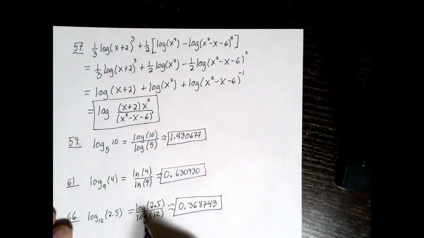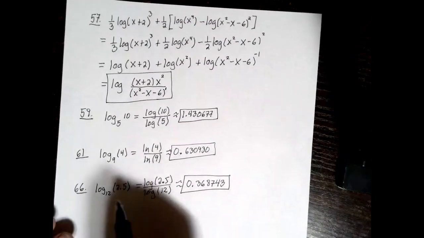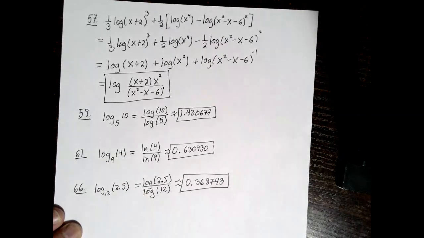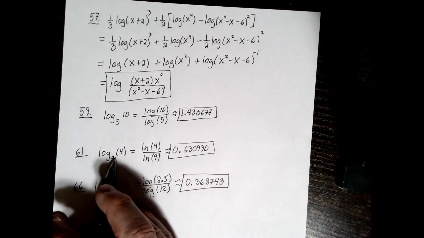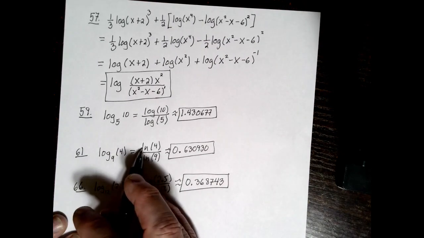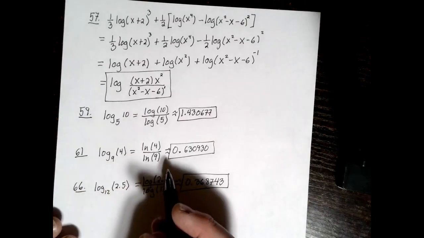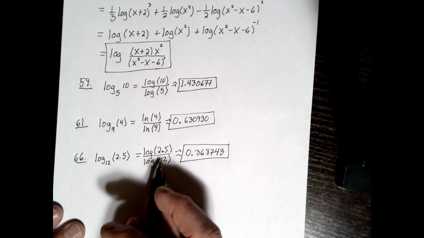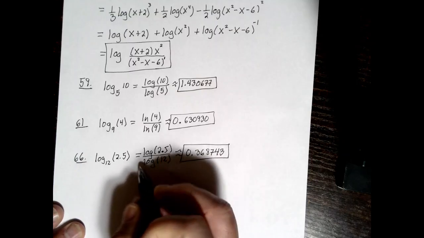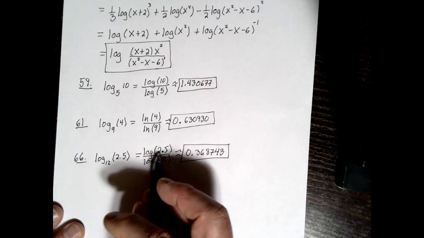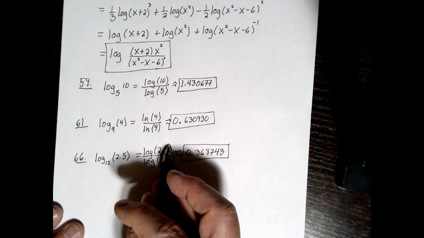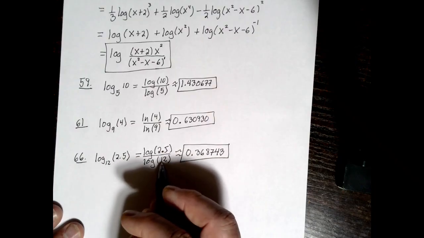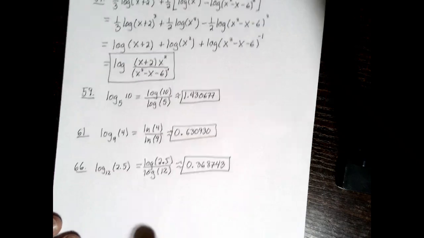Alright, so these last two, they're asking you to do change of base formula, so you get log 10 over log 5, and you can figure out what that is. Log base 9 of 4 is ln of 4 over ln of 9. I could have used log as well. This one is log 2.5 over log 12. And remember, when you type these in, you hit log 2.5 close parentheses, divide, and then log 12 close parentheses.